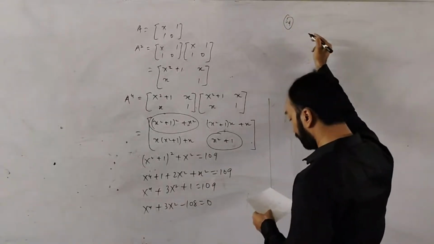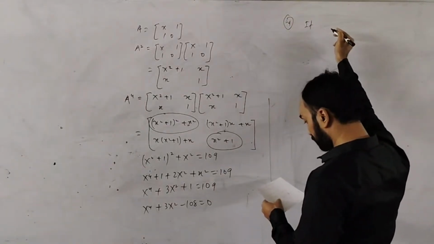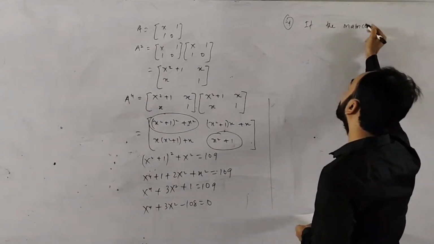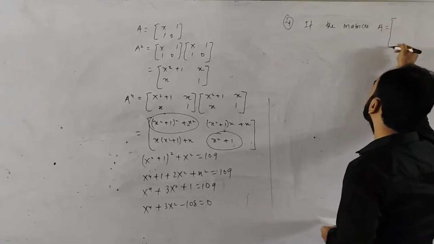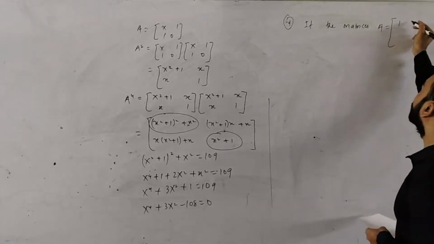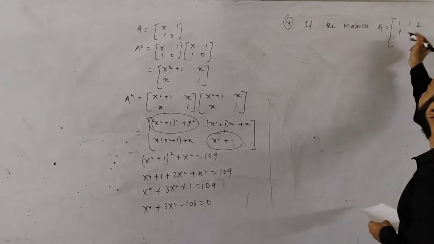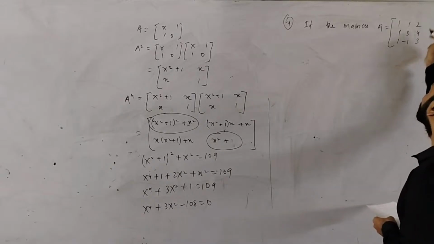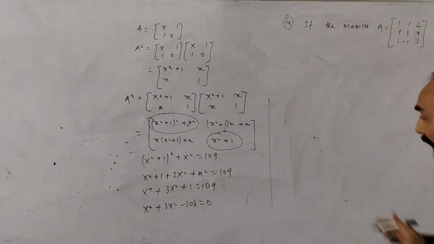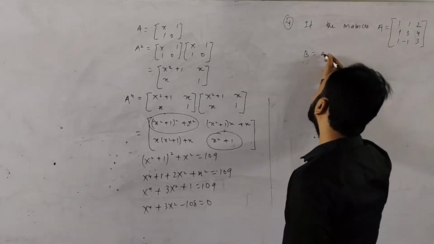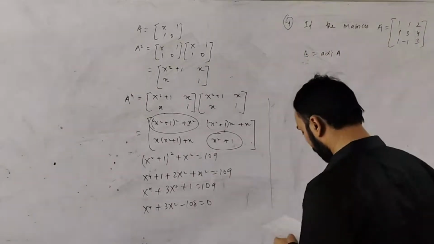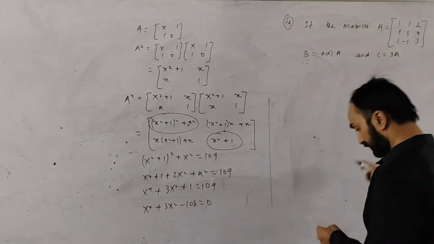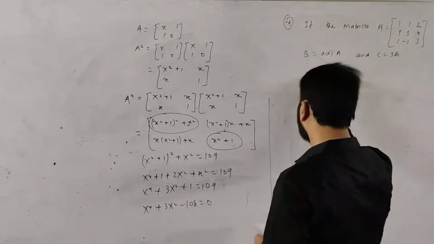Question number 4. If the matrix A is given as 1, 1 and 2, 1, 3 and 4, 1 minus 1 and 3. Correct? A is given as this. It is a 3 cross 3 matrix. And B is given as adjoint of A, and C is given as 3A. Correct?